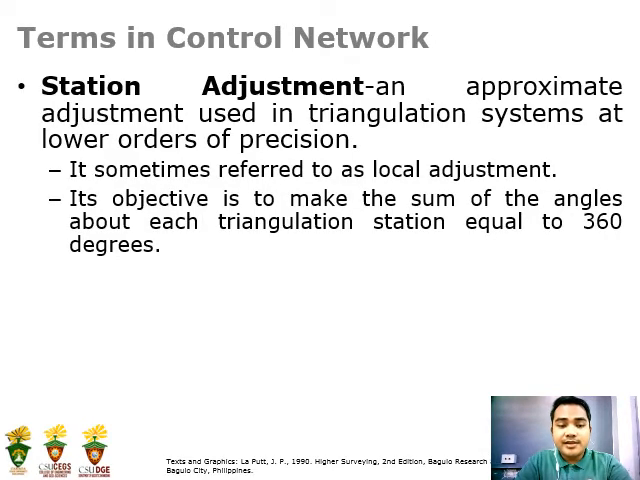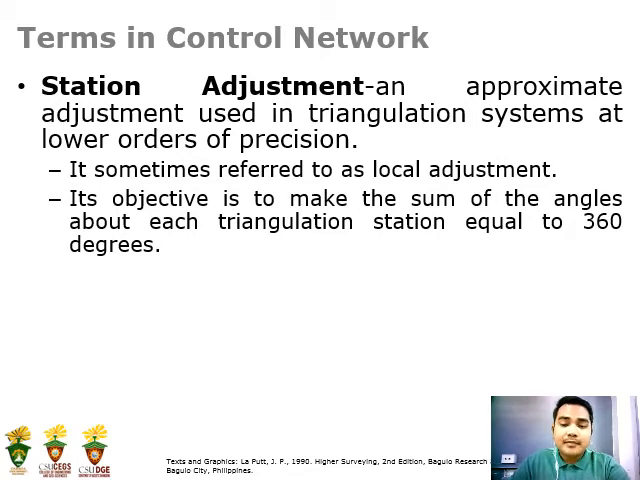Another triangulation network adjustment is the station adjustment. In terms of control network, it is an approximate adjustment used in triangulation systems at lower orders of precision. It's sometimes referred to as the local adjustment.